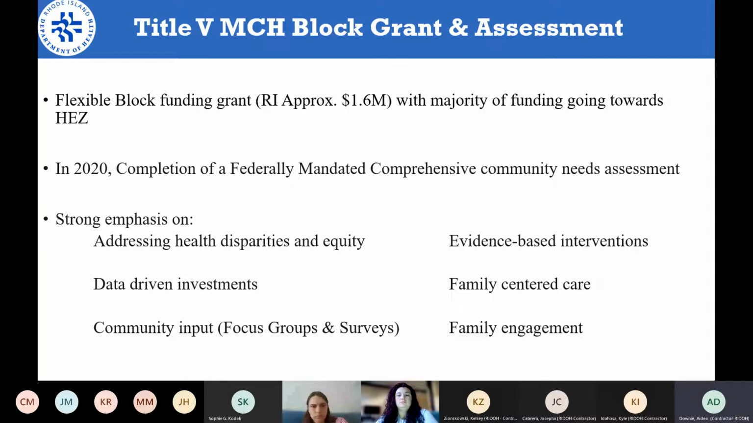We also had other things like family engagement, focus groups, and we also looked into evidence-based interventions. Next slide, please.